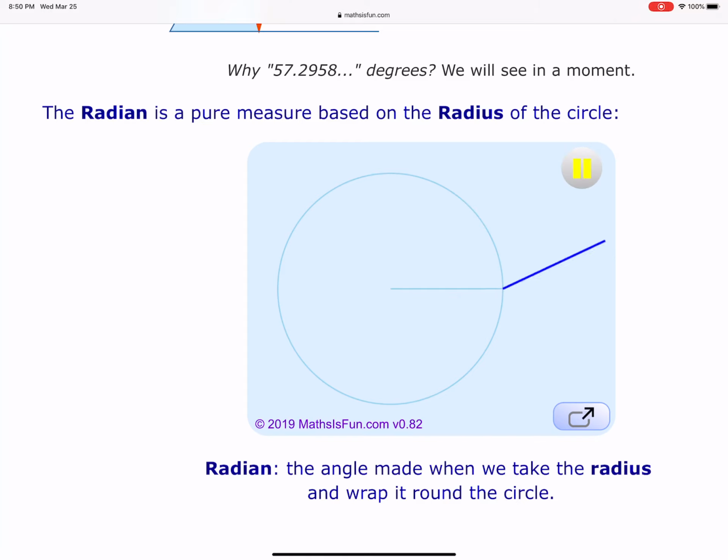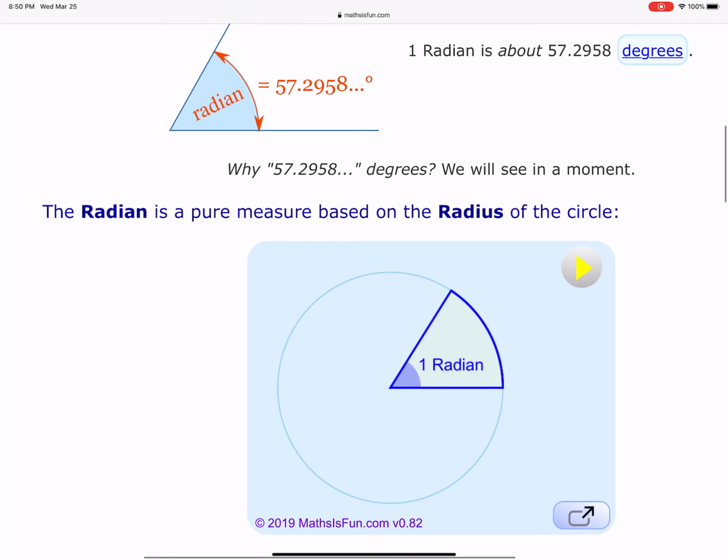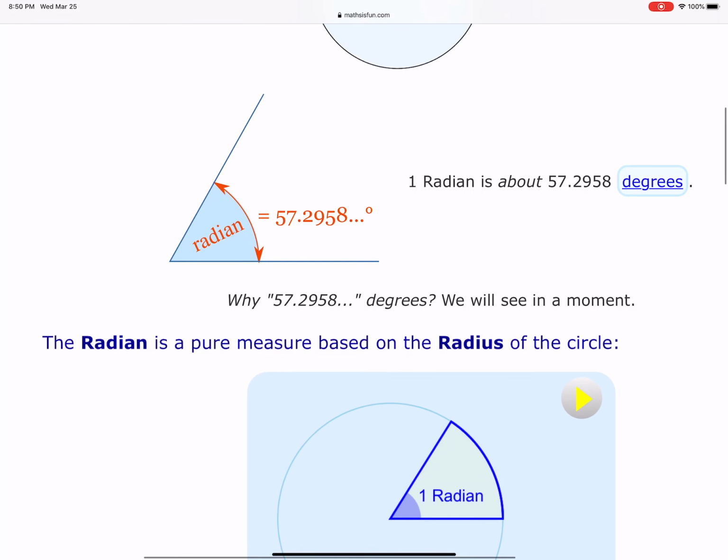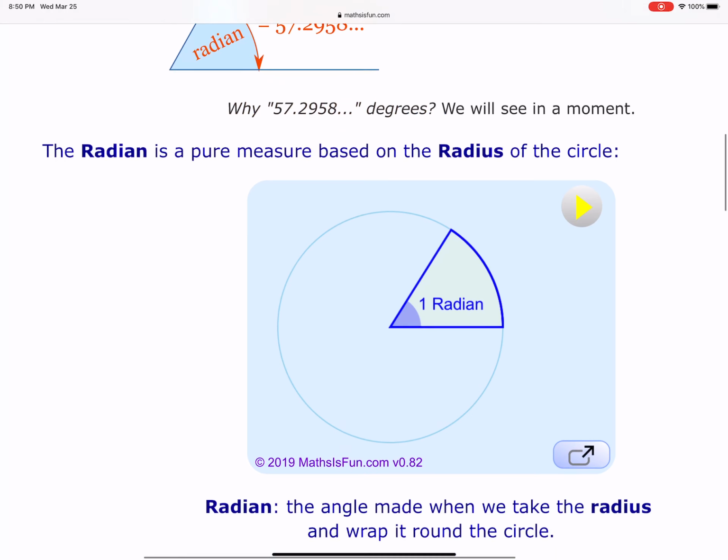So you take the radius, you wrap it around, and that is 1 radian. It says right here that 1 radian is about 57.2958 degrees, and that's true for any circle. And that's because of this: you take the radius, you just wrap it around, and that is 1 radian.